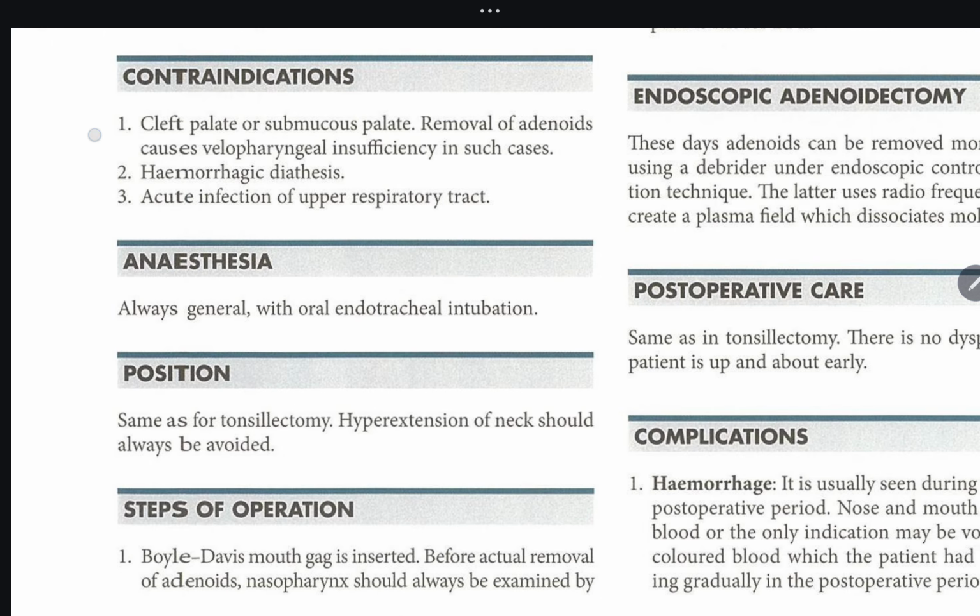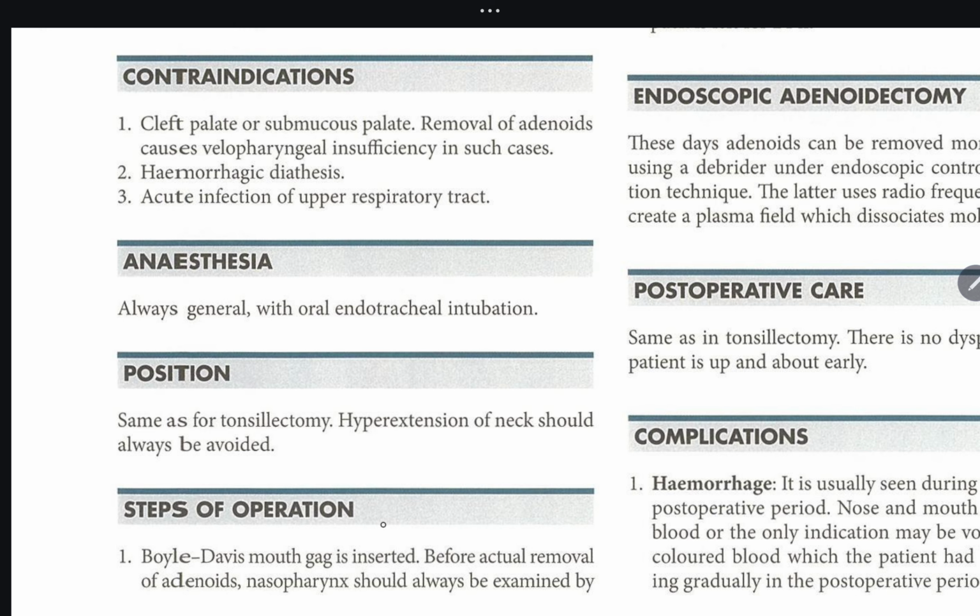Contraindications: 1. Cleft palate or submucous palate. Removal of adenoids causes velopharyngeal insufficiency in such cases. 2. Hemorrhagic diathesis. 3. Acute infection of upper respiratory tract. Anesthesia, always general, with oral endotracheal intubation. Position, same as for tonsillectomy. Hyperextension of neck should always be avoided.